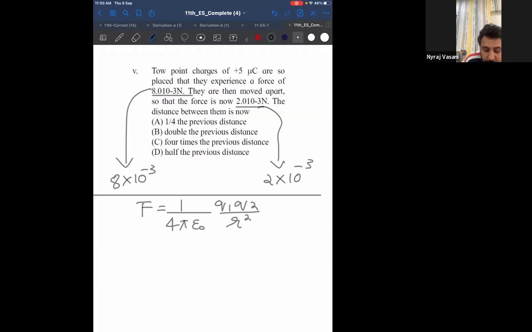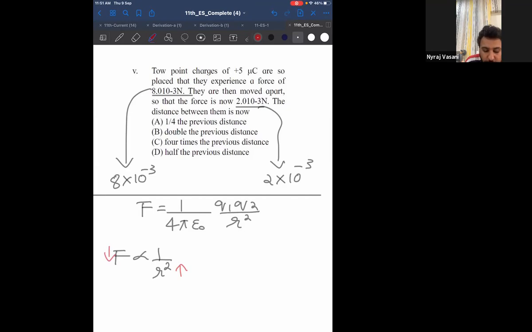Now, 1 by 4 pi epsilon naught Q1 Q2 upon R square. So tell me, what is the relation between force and distance? According to Coulomb's law, force is inversely proportional to square of the distance. That we know from the statement itself. Force is inversely proportional to square of the distance. It means if I increase the distance, my force will decrease, and vice versa. Or if I decrease my distance, the force will increase.